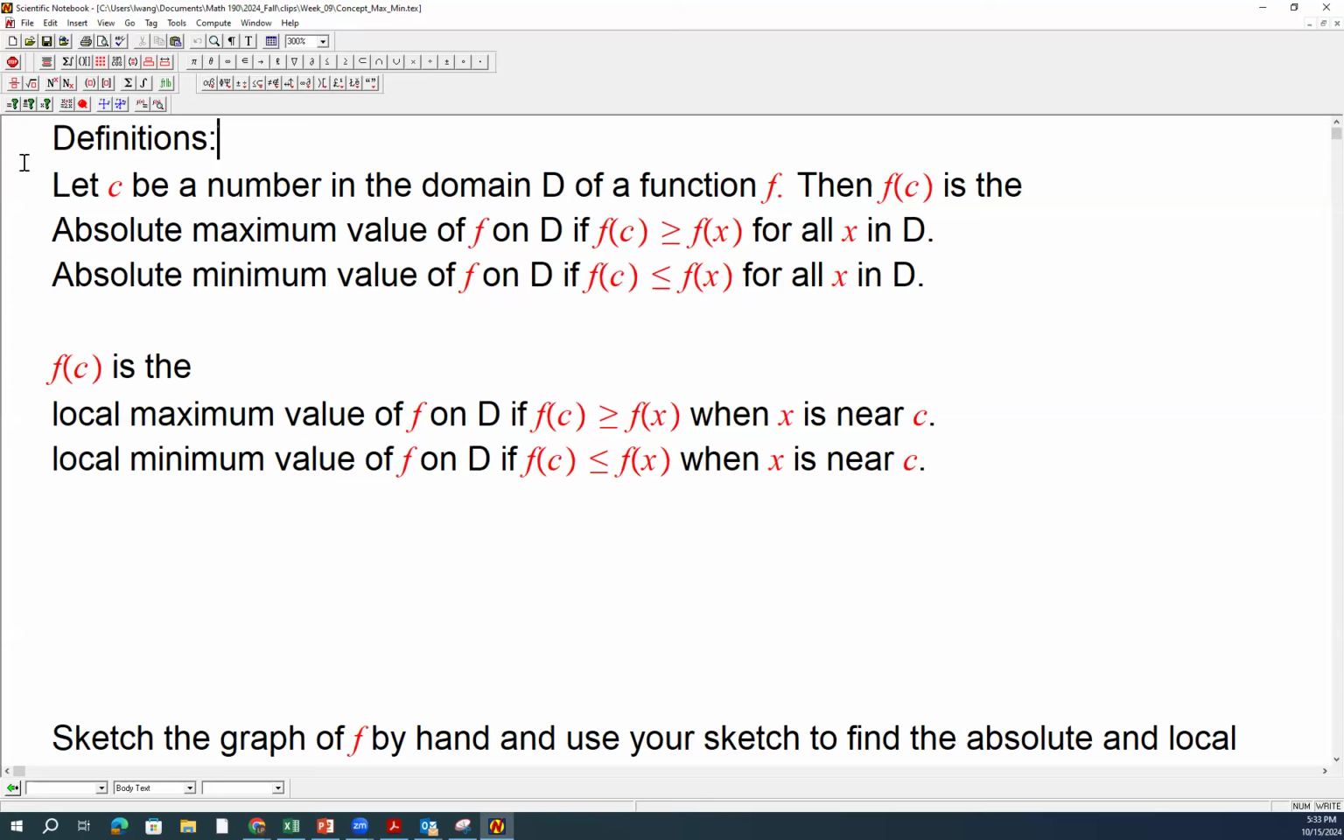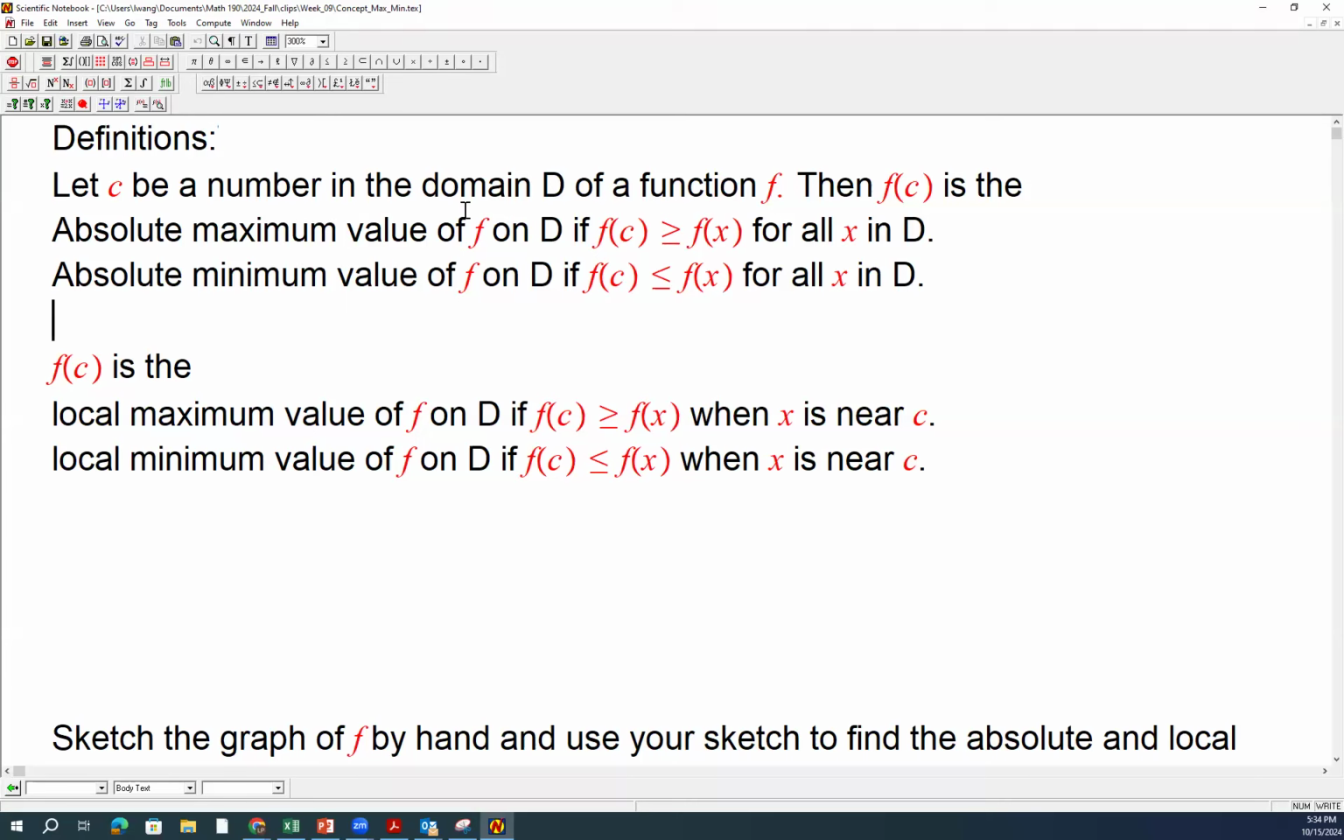The first important definitions are absolute maximum and absolute minimum. And there are two other definitions, which are local maximum values and local minimum values. So let's look at the first definition.